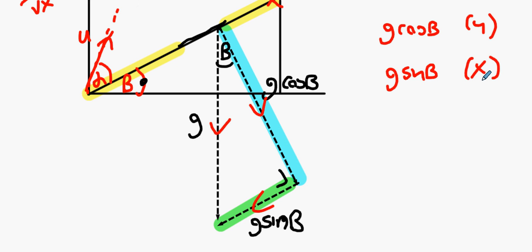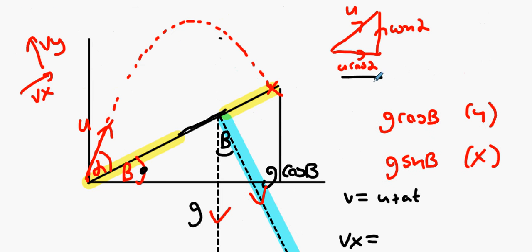Everybody cool with that? Now, let's do what we've always done. V equals u plus at to begin. Vx equals what? We have it up here. U cos alpha.